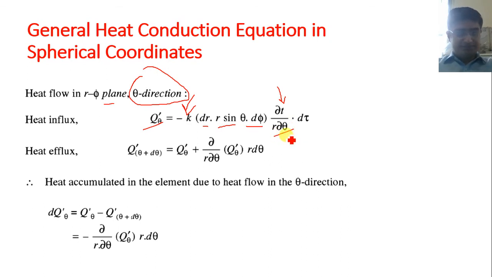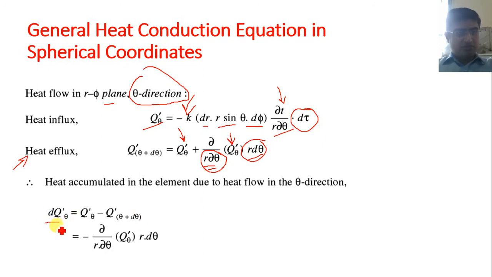of theta, or you can say the rate of change of temperature in the r d theta direction, into some time interval d tau. Similarly, the heat which is coming out is written as heat input plus the rate of change of q within the r sin theta d phi direction into the r d theta thickness. Here is the thickness, here is the direction. This indicates the direction, this indicates the thickness.